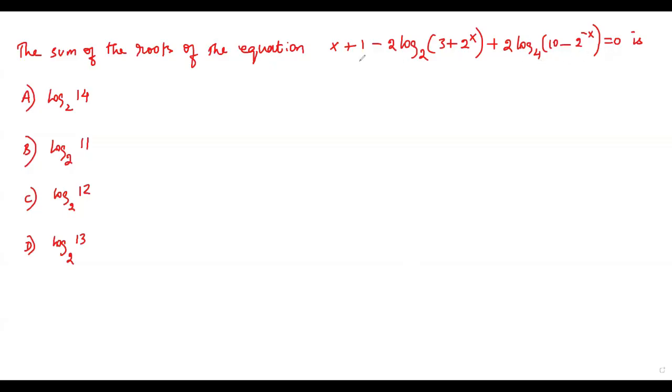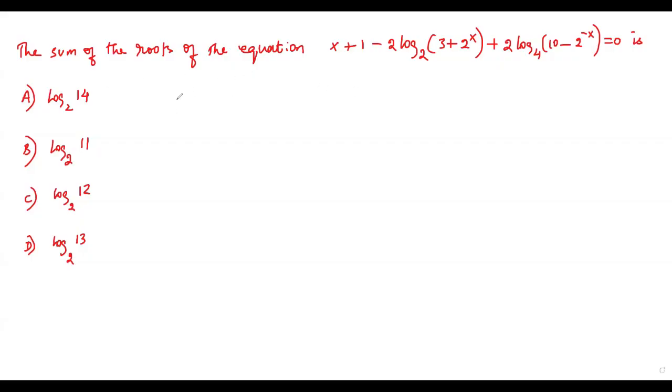Okay, for this equation, we have to find the sum of the roots. The roots mean the values of x in this equation. So first we have to get the values of x in this equation, and then we have to add the values of x. That gives us the sum of the roots of this equation.